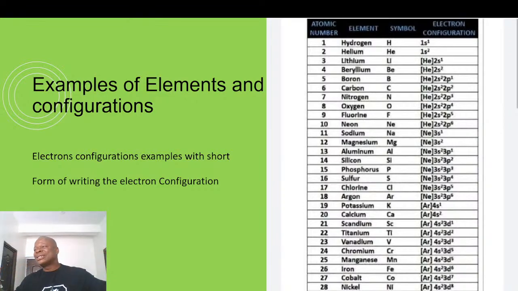Why I said you should pay attention to neon is because we're going to use it in the same way we use helium. Now look at the next element, atomic number 11, which is sodium. The sodium has the symbol Na. Now take a look at the electron configuration. Things have changed. Are you seeing it? Look at it very well.